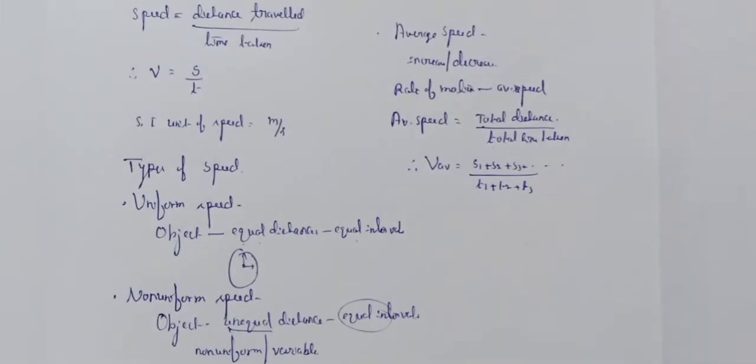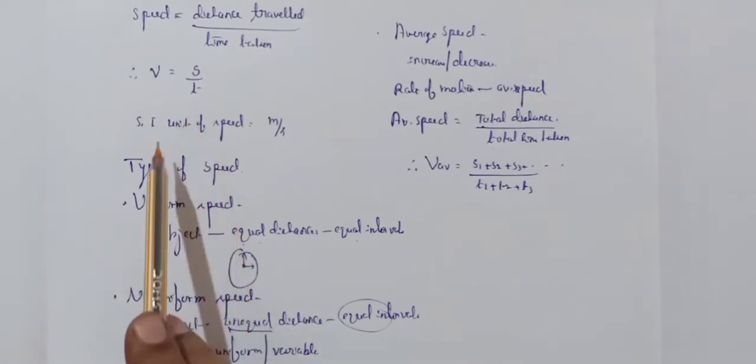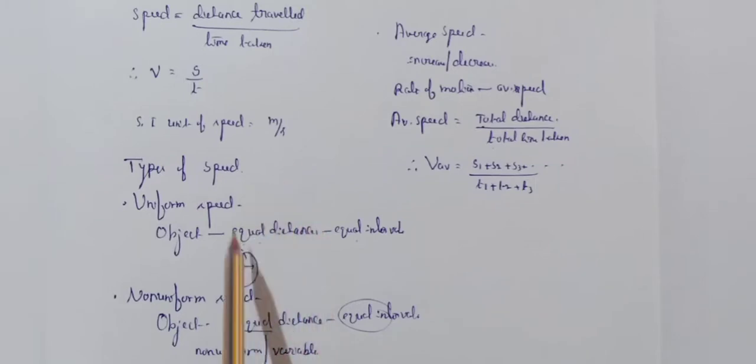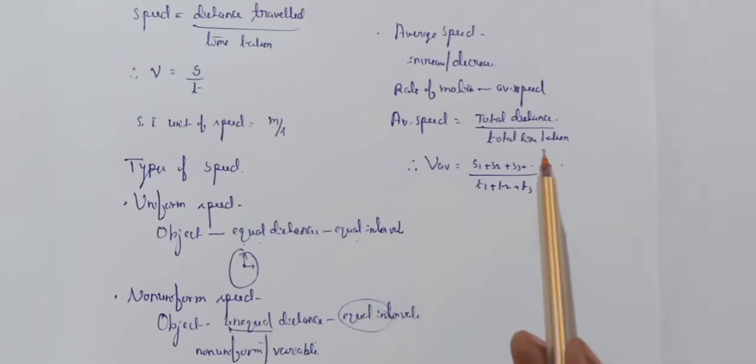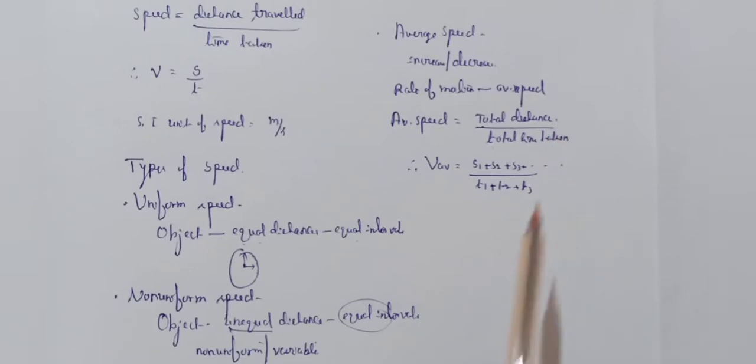Now, you know what is speed? The distance covered by the object in unit time is called the speed. The speed is expressed as v is equal to s by t, and the SI unit of speed is meter per second. Then uniform speed: if an object covers equal distances in equal intervals of time, then the speed of the object is said to be uniform. Example, the motion of the hands of a clock. And if an object covers unequal distances in equal intervals of time, then the speed is said to be non-uniform or variable. The example, a car moving in the busy road. Next, average speed means the ratio of the total distance covered by the object to the total time taken.